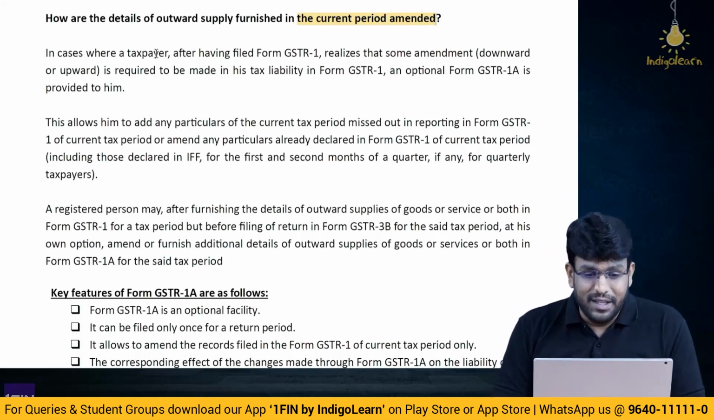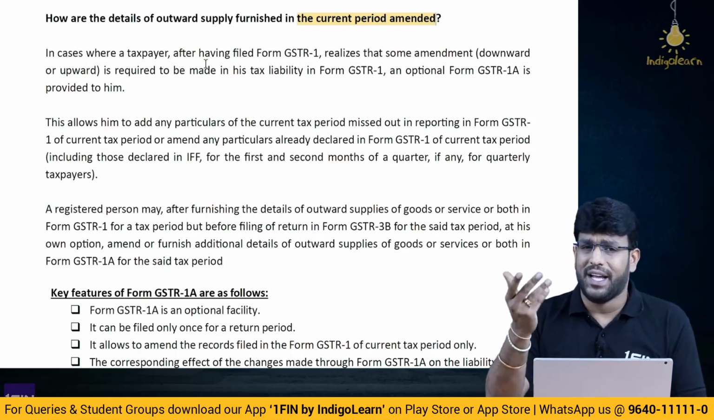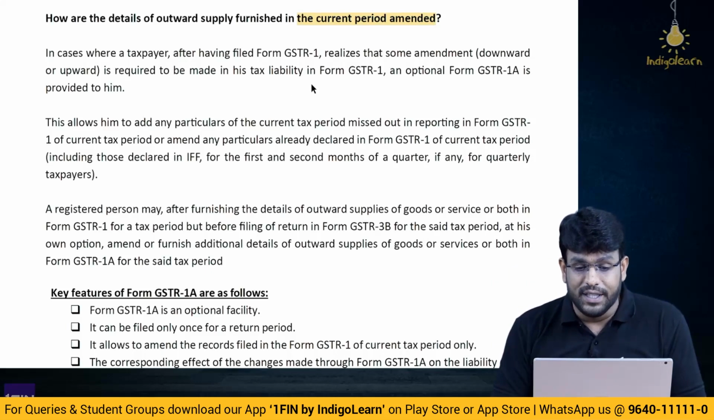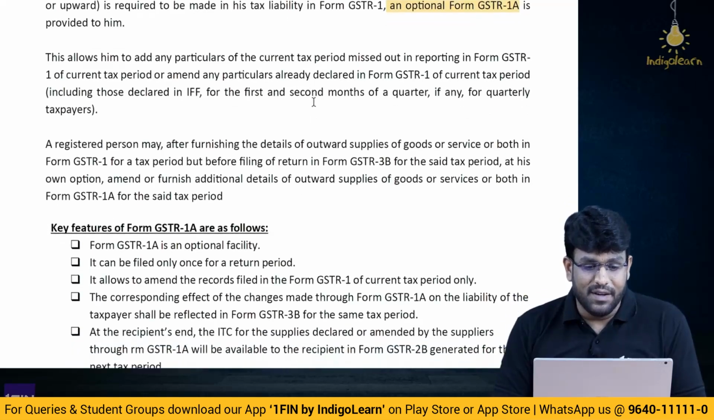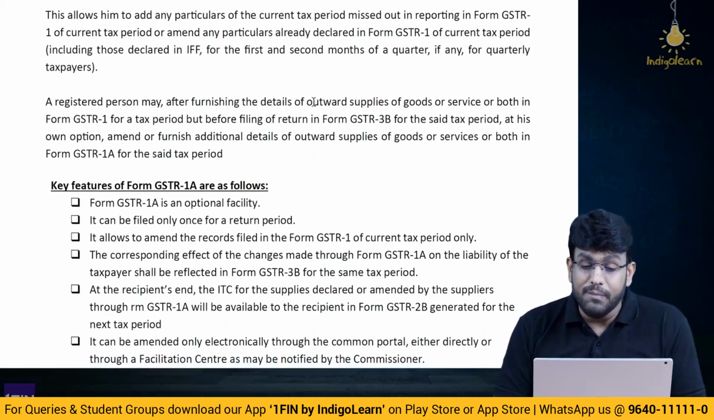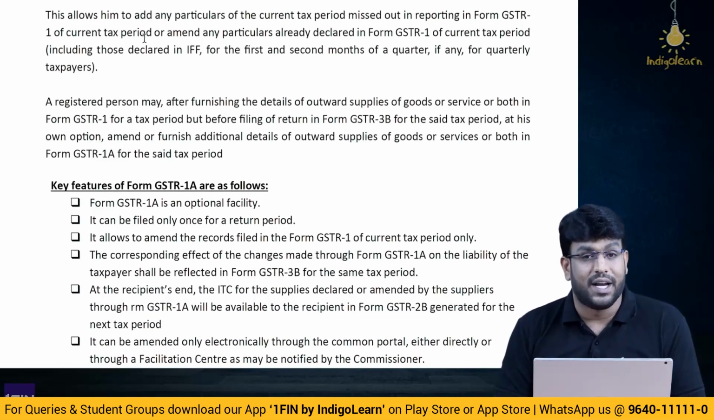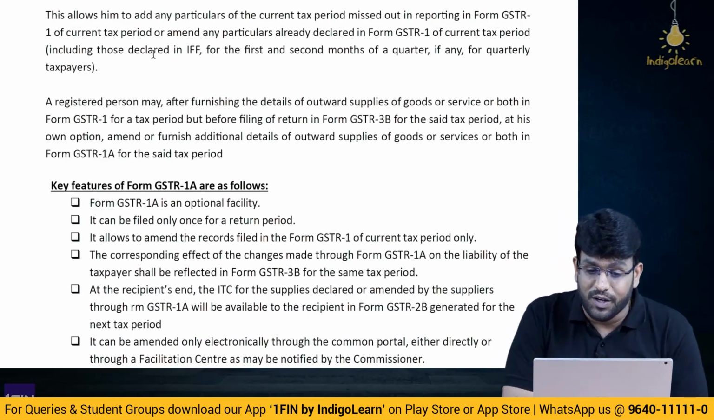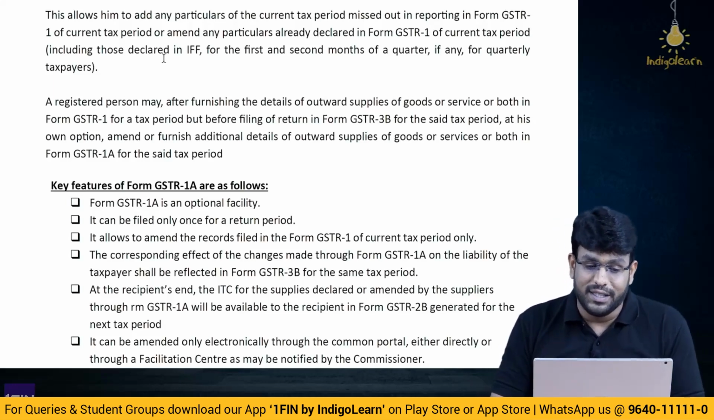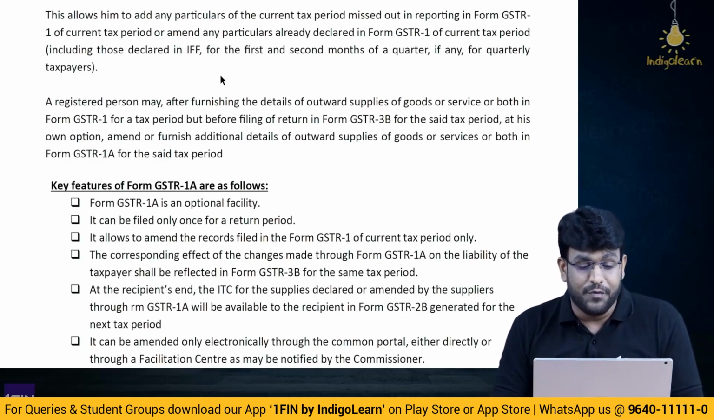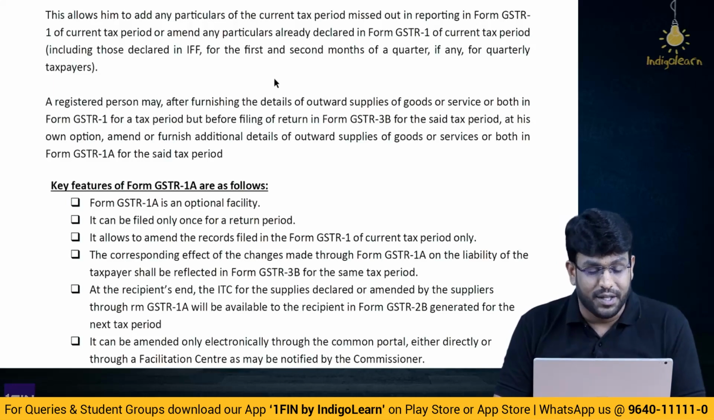See this. In case where a taxpayer, after having filed GSTR1, realizes that some amendment, which could be downward or upward, increase or decrease, is required to be made in tax liability in GSTR1, an optional form GSTR1A is provided to him. This allows him to add any particulars of the current tax period missed out in reporting in form GSTR1 of current tax period or amend any particulars already declared in GSTR1 of the current tax period, including those declared in IFF for first and subsequent months of a quarter.